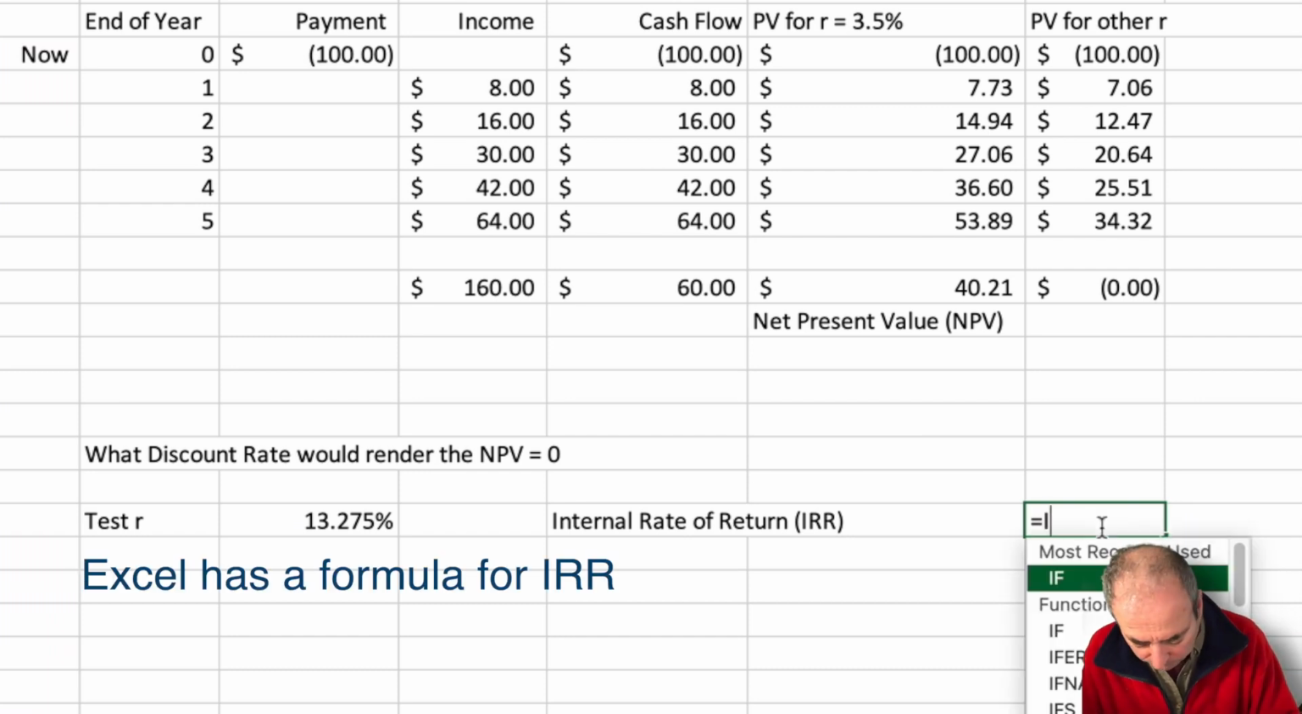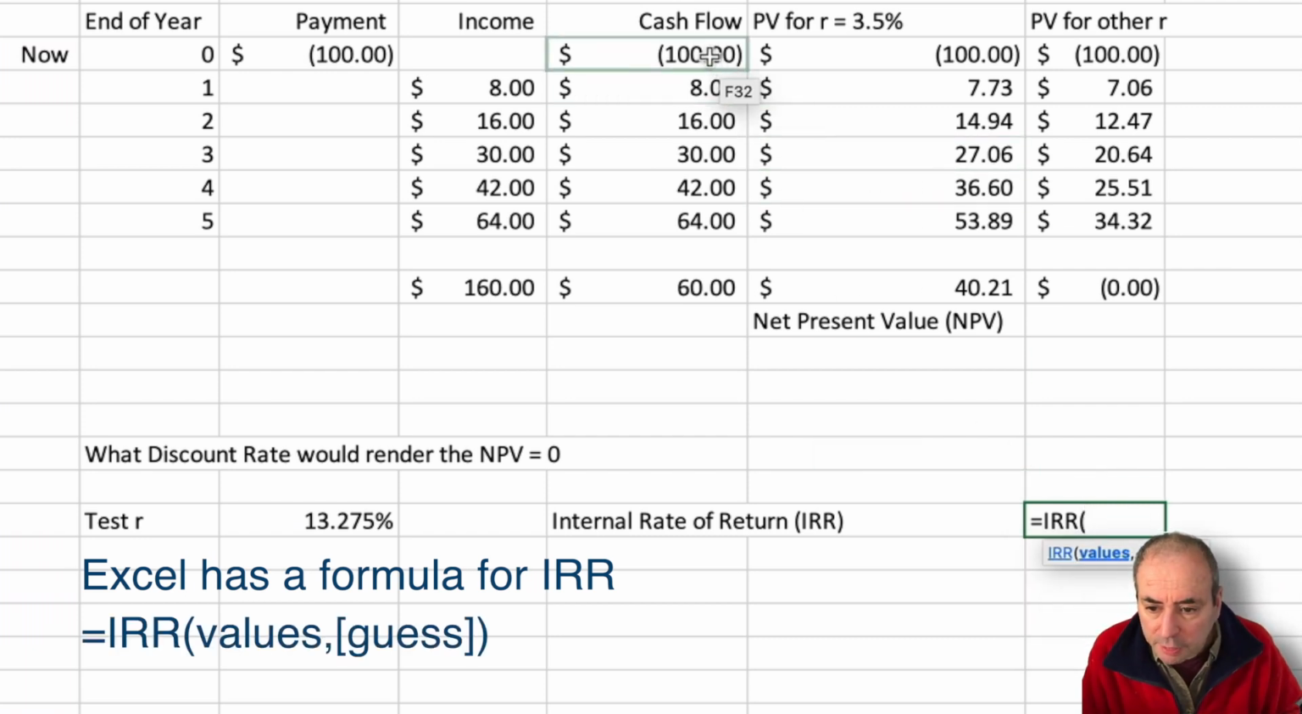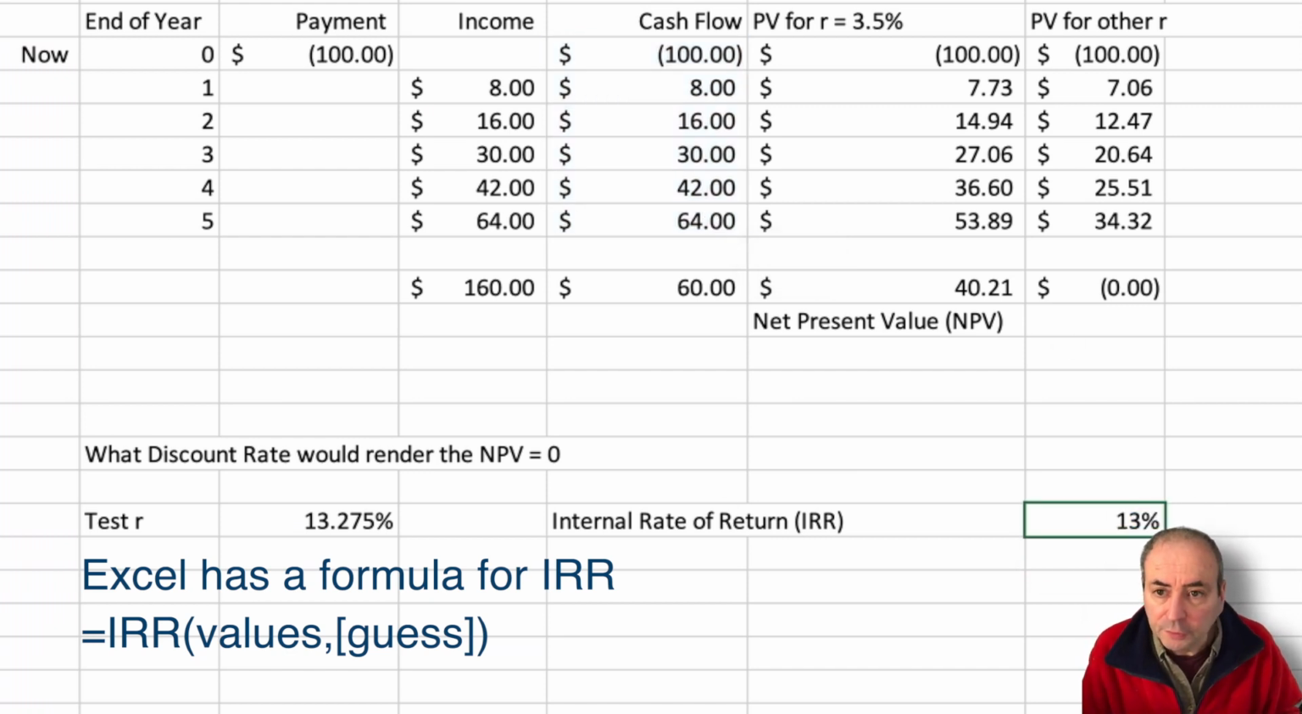As you might expect, that formula starts with IRR, and we need to put in the values of the cash flow, not the discounted cash flow, of the cash flow. And we need to put in a guess. Now, if you remember, my first guess was 5%. So let's use that and see what happens. 0.05. And let's see what it calculates. 13%, let's expand that out. 13.2749. 27489. So that's the precise figure.